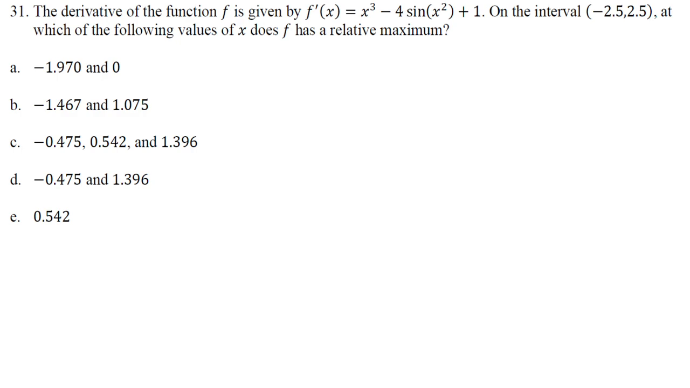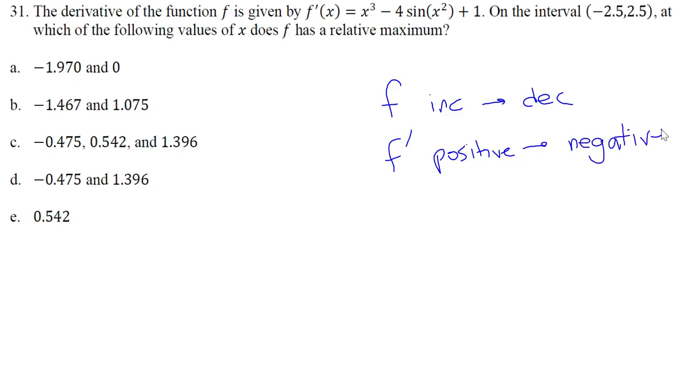Okay, for our next one here, we are looking for when f has a relative maximum, and we're given a derivative, right? x cubed minus 4 sine of x squared plus 1. So we want to know when that has a maximum. It has a maximum if f goes from increasing to decreasing, which means that f prime goes from positive to negative, which means all we really need to do is graph our derivative on our graphing calculator on the interval negative 2.5 to 2.5 and see when it goes from positive to negative.